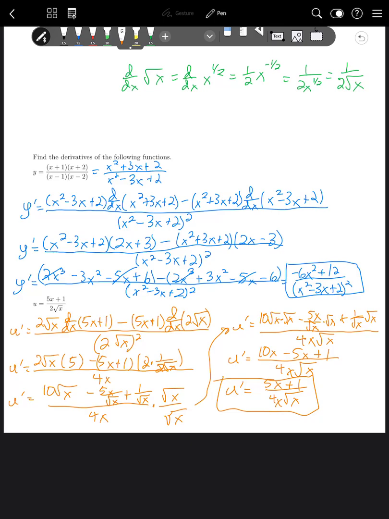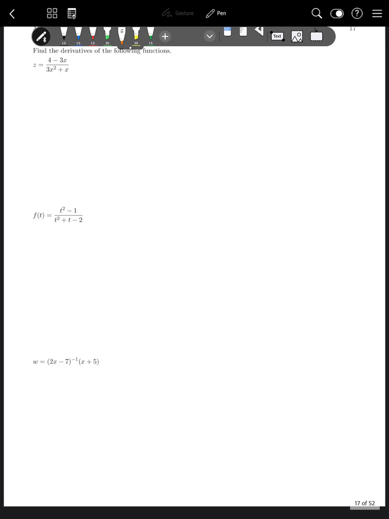Okay, and so that's the idea. So what I'd like you all to do is take a moment, pause the video, and try using the quotient rule to do these three derivatives. Or if you'd like, use the quotient rule for these three. Okay, so now that you've had a chance to try these, let's just run through these together.